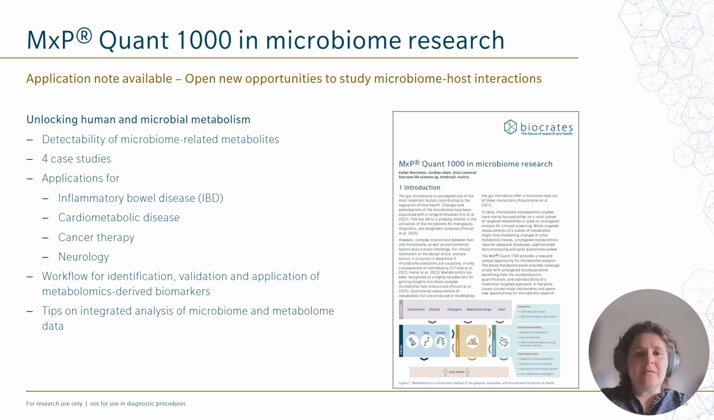So if you're interested in the microbiome and want to learn more about how to use the MxP Quant 1000 kit in microbiome research, I really encourage you to go to our application note. You can find it on our website. It's called MxP Quant 1000 in microbiome research, and it gives lots of examples with different chronic illnesses like IBD, cardiometabolic disease, cancer, and neurology, where you see applications of how scientists have leveraged metabolomics and understanding of metabolism to combine microbiome research and the research in the disease they were interested in.